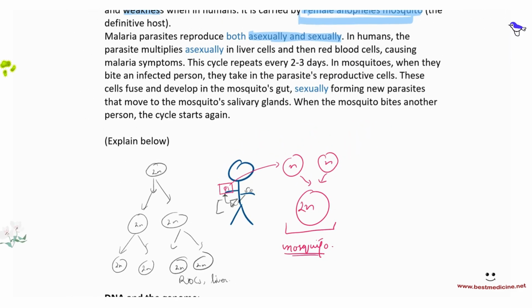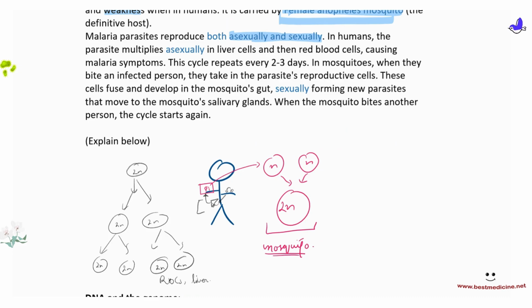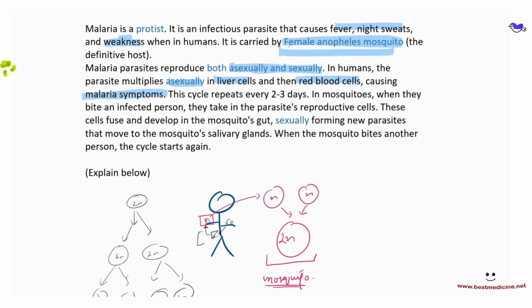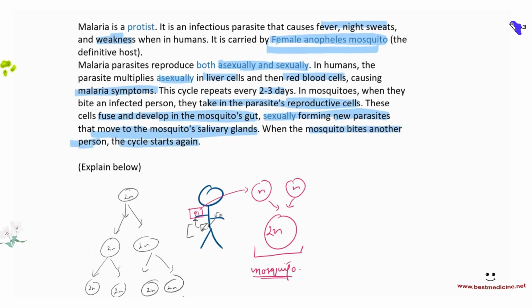So let's read this through. In humans, the parasite multiplies asexually in liver cells and then red blood cells, causing malarial symptoms. Remember, the symptoms are fever, night sweats, and weakness. This cycle repeats every 2 to 3 days. But when a mosquito bites an infected person, it takes in the parasite's reproductive cells. These cells fuse and develop in the mosquito's gut, sexually forming new parasites that move to the mosquito's salivary glands. So when the mosquito bites another person, the cycle starts again. Very simple.